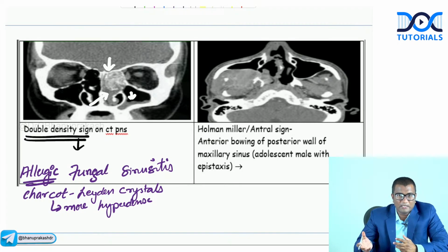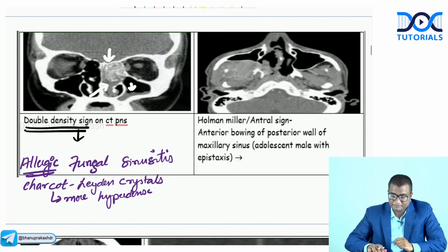So the mucosal thickening will form one type of density, and the allergic response, the Charcot-Leyden crystals along with the fungal elements, will appear more hyperdense, giving this double density sign. So double density sign is a feature of allergic. Remember the word allergic. You need to give steroids. Allergic fungal sinusitis.